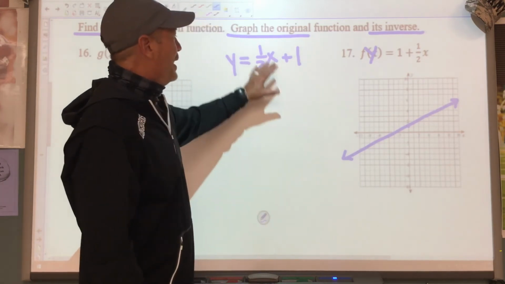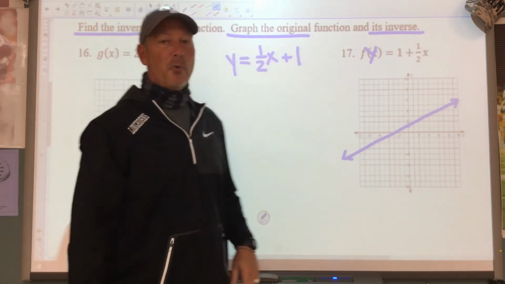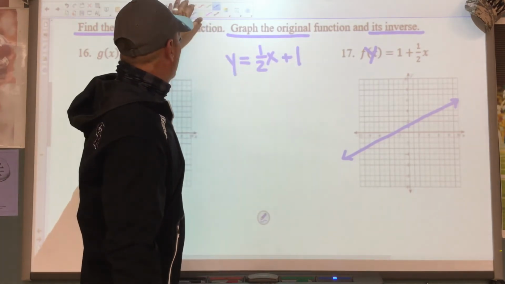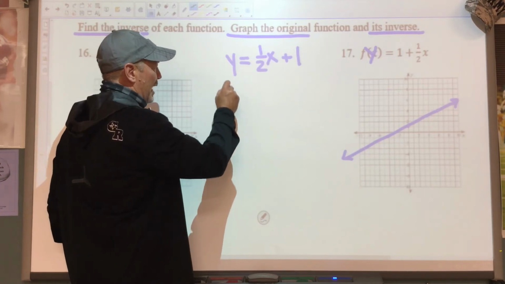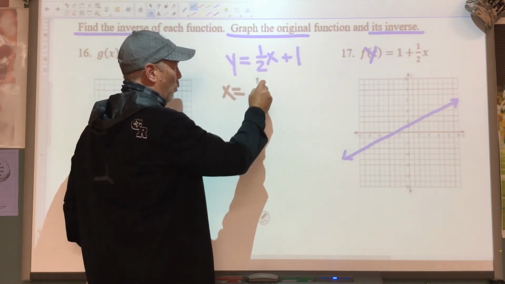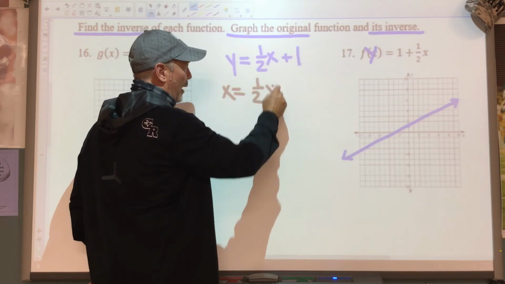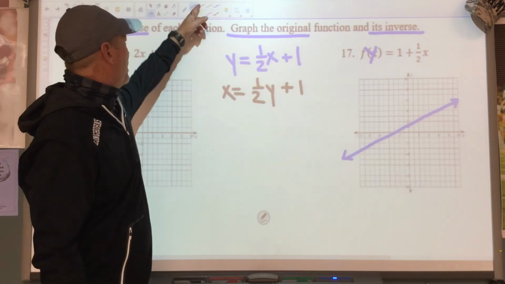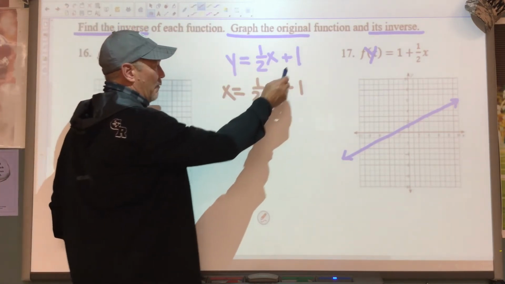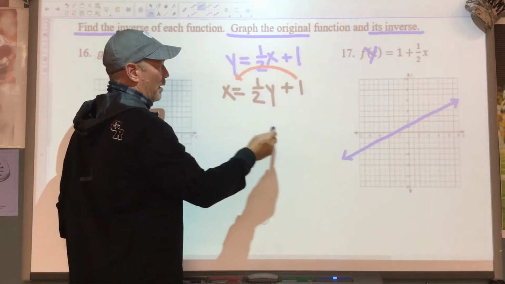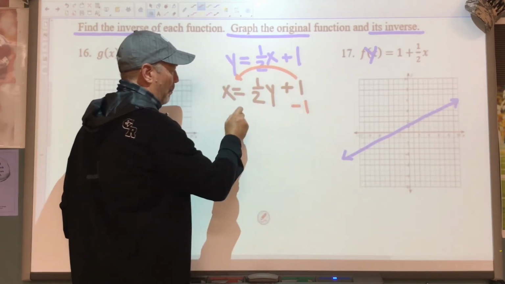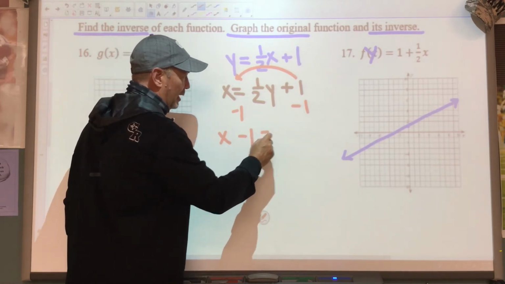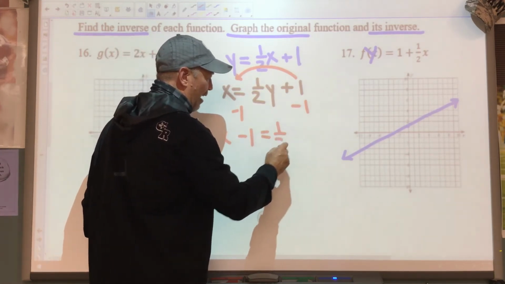All right, so now we're going to find the inverse. Remember, when we find the inverse, we're going to switch the x and the y. We're going to swap places. Okay? So here, this is going to turn into x equals 1/2, this is going to be the y plus 1. We want to get y by itself. So what I'm going to do to get the y by itself, I'm going to move the 1 over here. We're going to say minus 1, minus 1. I get x minus 1 equals 1/2 y.